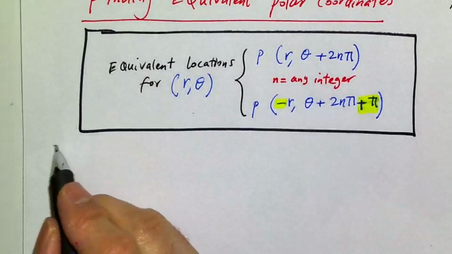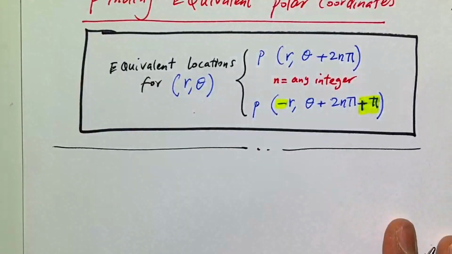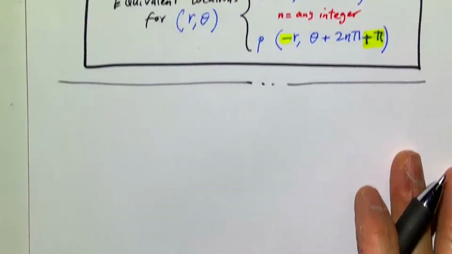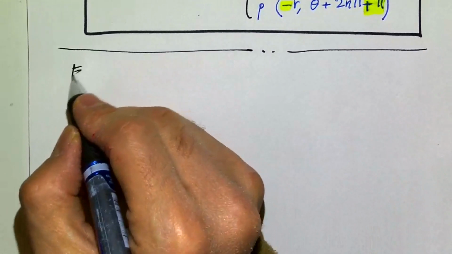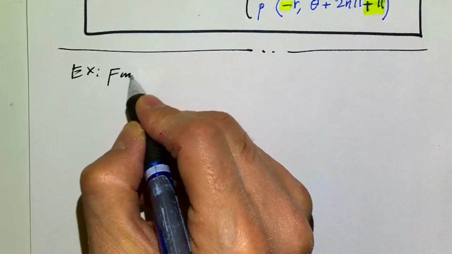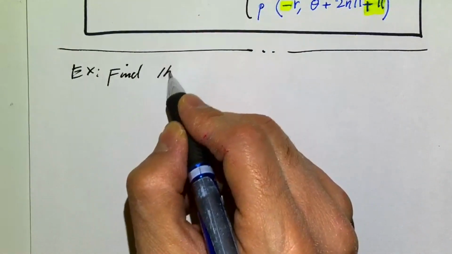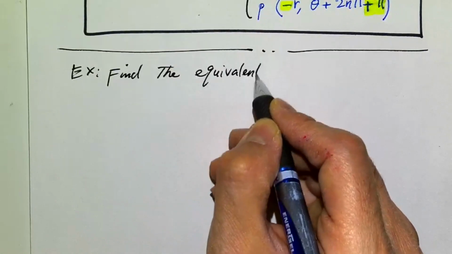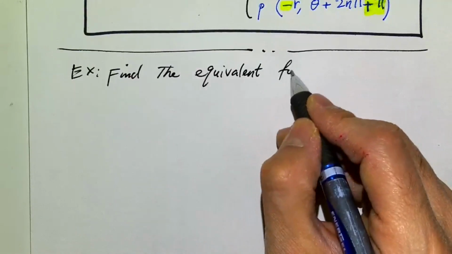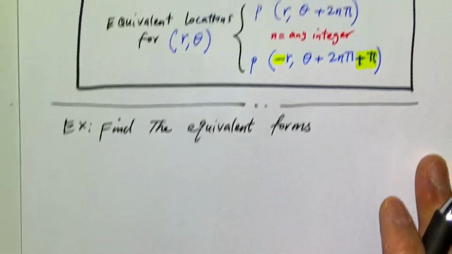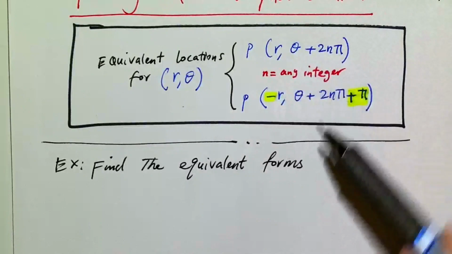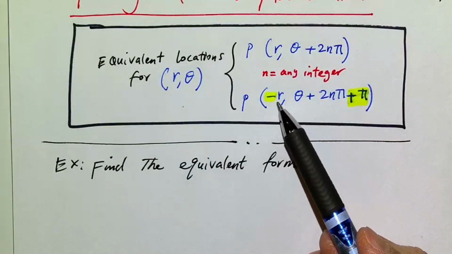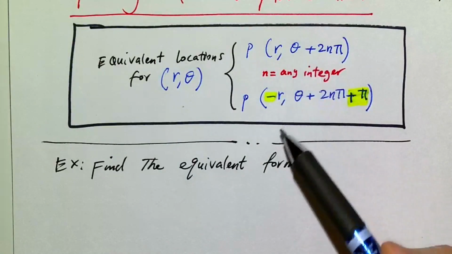So let's do some examples for this. Suppose we want to find the equivalent forms. Equivalent forms means both forms, where r is positive and where we have a negative r. So, in both forms.